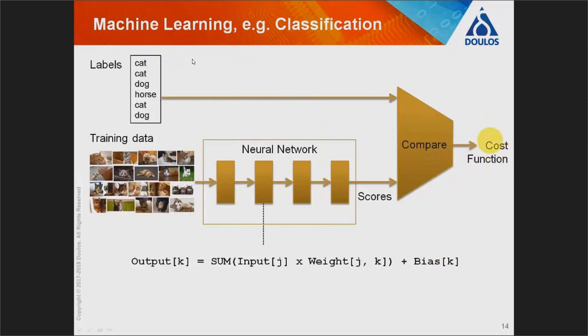So this comes down to a mathematical optimization problem where we're trying to minimize the value of the cost function by tweaking all of the weights and biases at the heart of our neural network, which is an extremely computationally expensive thing to do.